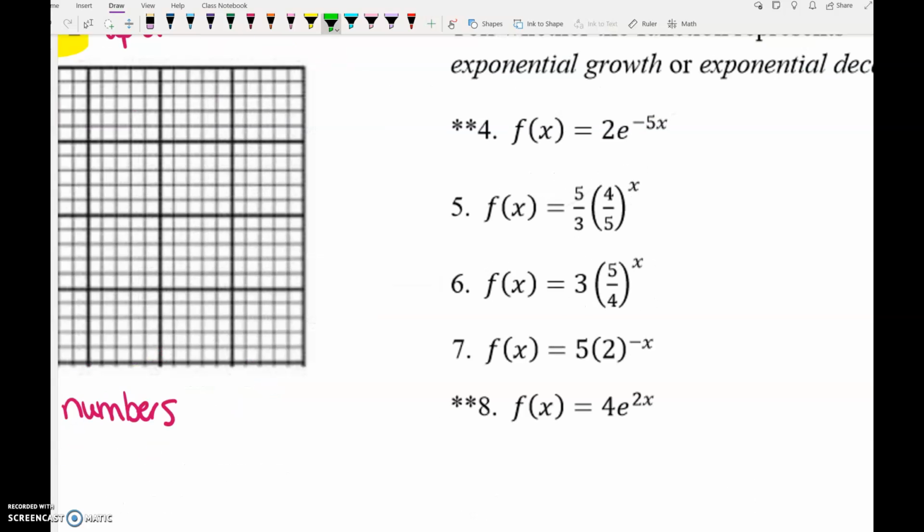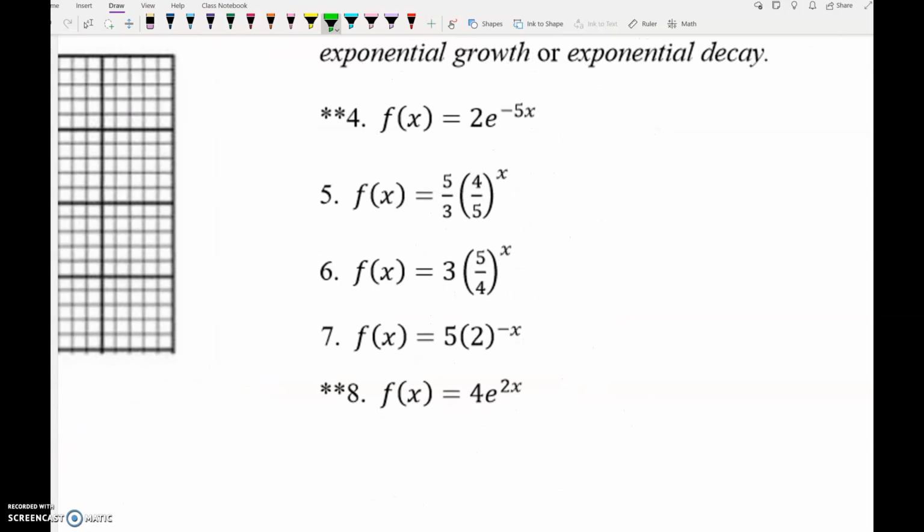In an E function, you determine growth or decay by looking at the exponent. A positive exponent indicates that it's exponential growth. A negative exponent indicates that it's exponential decay. So you may want to put something on your note card about, with E functions, positive exponent growth, negative exponent decay.